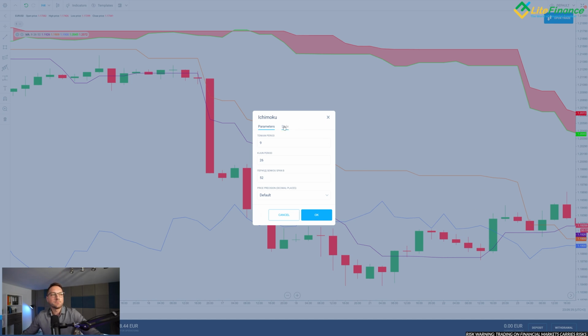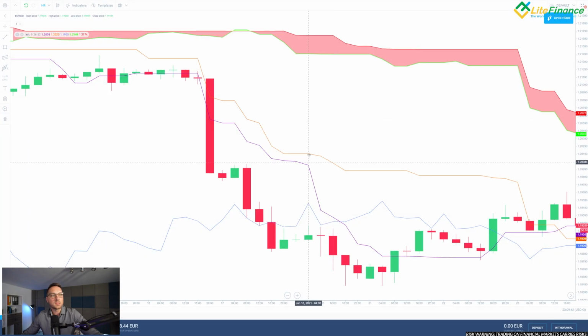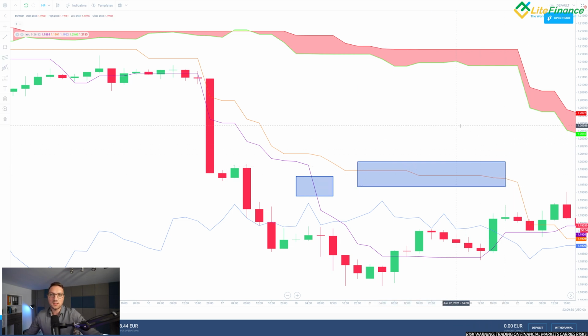Next one is the Kijun line, which is this orange line. Let's mark them. The orange line is also more or less a moving average, but it is a 26-period moving average, and as it has those numbers, it shows the medium term trend bias. When the price is below this line, it indicates a bearish bias, and if the price is above this line, it indicates the bullish bias. So that's basically those first two lines.